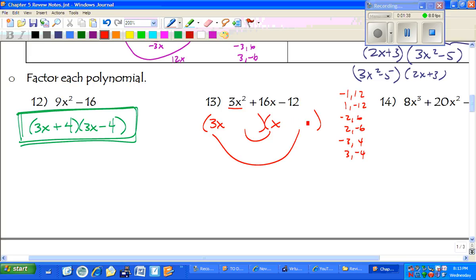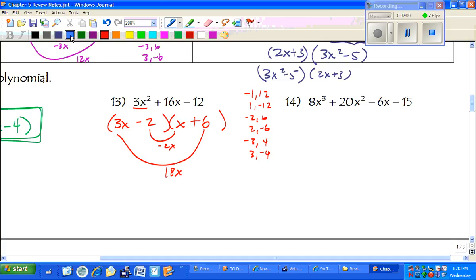So in this one, you may have to guess and check a little bit, but in the long run, you should end up getting x plus 6, because that gives us 18x, and then 3x minus 2. Right, negative 2x plus 18x gives us 16x.